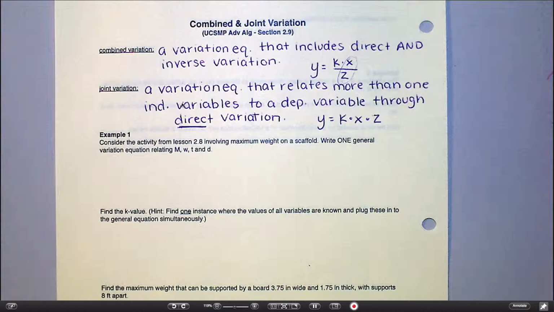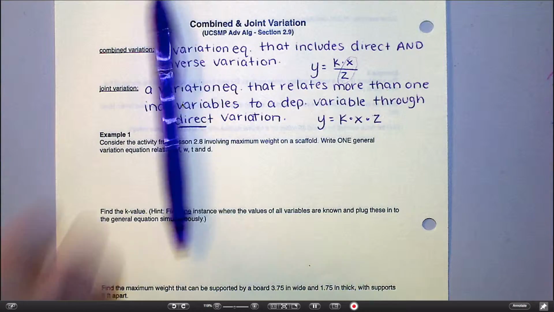Questions on that? Give me a second to finish writing that down. I'm probably still writing.